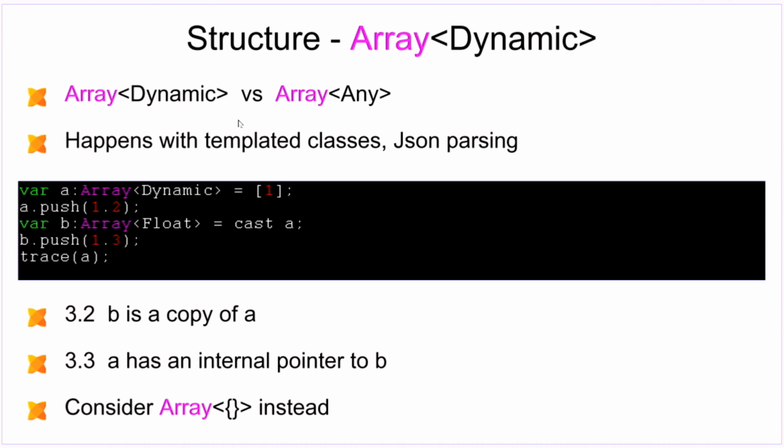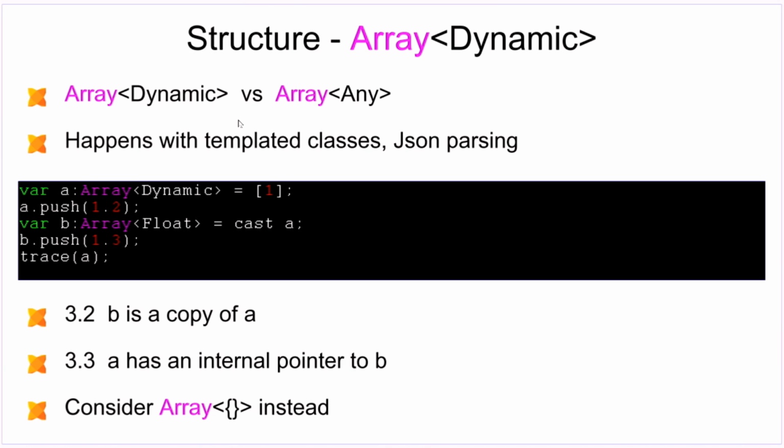Then casting it into an array of float, which is kind of simulating something maybe like in a JSON parsing scenario where the developer knows that it's an array of float because he stuck a bunch of floating point strings in to his JSON string, but now Hxcpp has made this typecast. Before in 3.2, at this stage, B would have to become a copy of A because they can't share the memory representation because they're quite different structures.